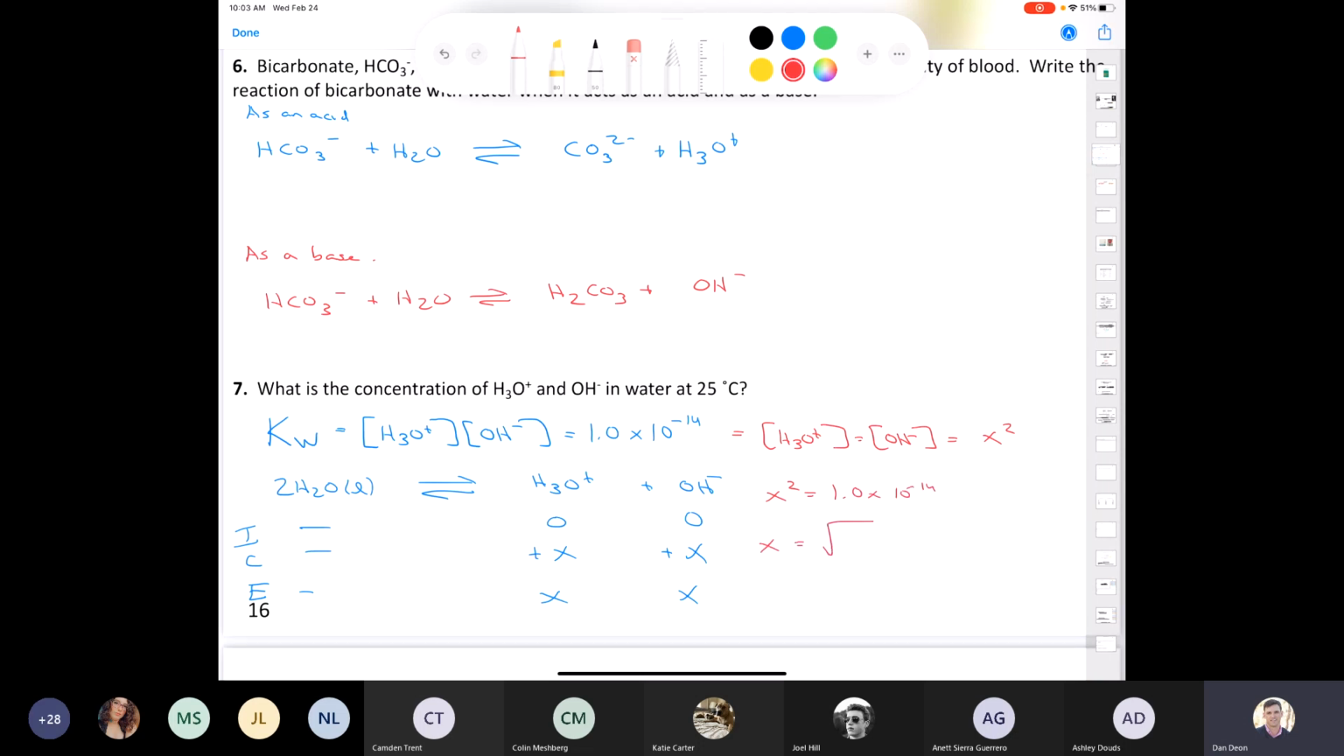Therefore, x is going to be equal to the square root of 1.0 times 10 to the negative 14, which is the same thing as saying 1.0 times 10 to the negative 14 to the power of a half. You take a half, you multiply it by 14, and you get x is equal to 1.0 times 10 to the negative 7 molar. So that means that the concentration of hydronium and hydroxide are both 1.0 times 10 to the minus 7 molar in water at 25 degrees Celsius.